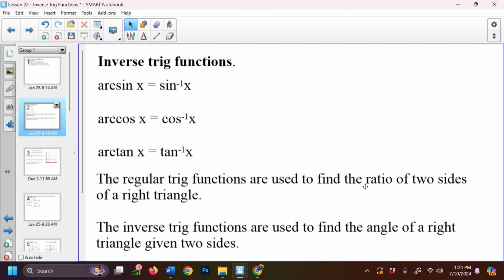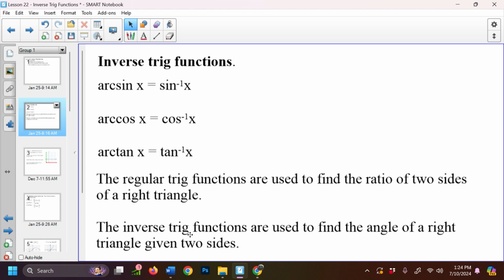What are we going to use inverse trig functions for? Well, let's take a step back and look at what trig functions actually do. The regular trig functions, sine, cosine, and tangent, are used to find the ratio of two sides of a triangle. So when you say that the sine of pi over 6 is equal to a half, that means that the ratio of the opposite side to the hypotenuse of a 30-degree angle or a pi over 6 radian angle is going to be 1/2.